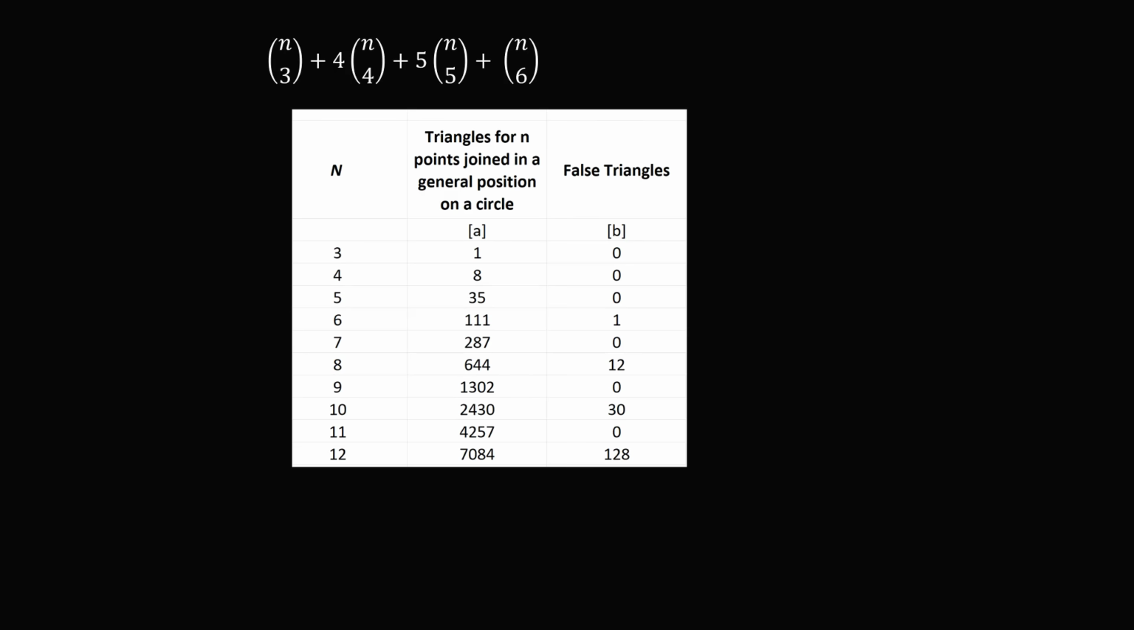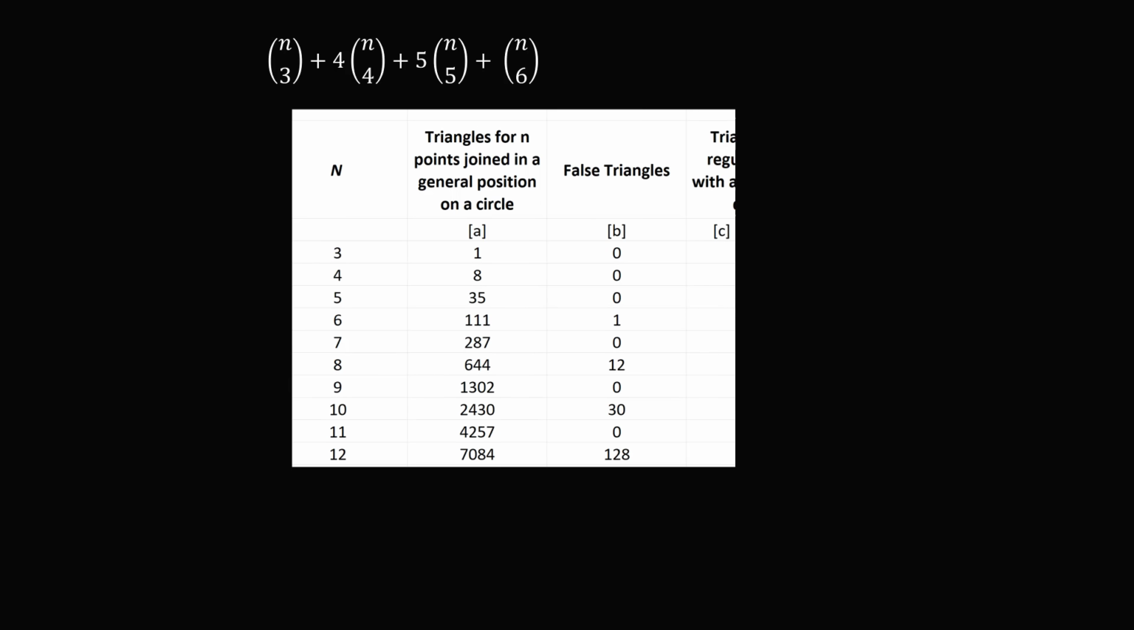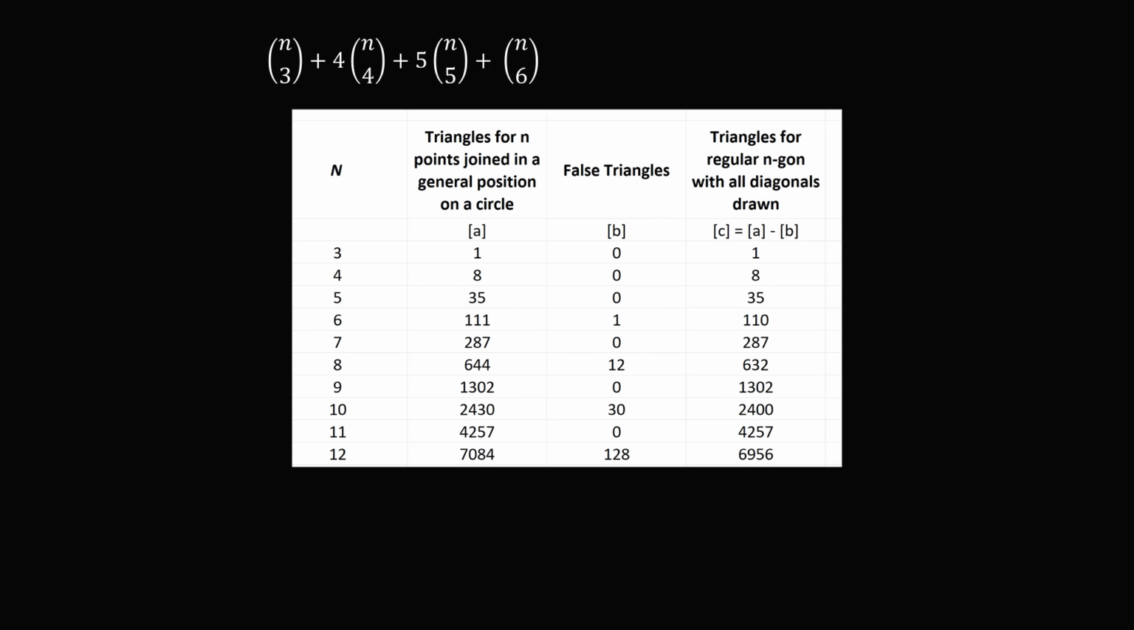It's relatively going to be small compared to the total number of triangles, but if you wanted an accurate count, you would need to take into account these false triangles. So you would take these total triangles and subtract the false triangles to get the formula for the triangles for a regular n-gon with all diagonals drawn.